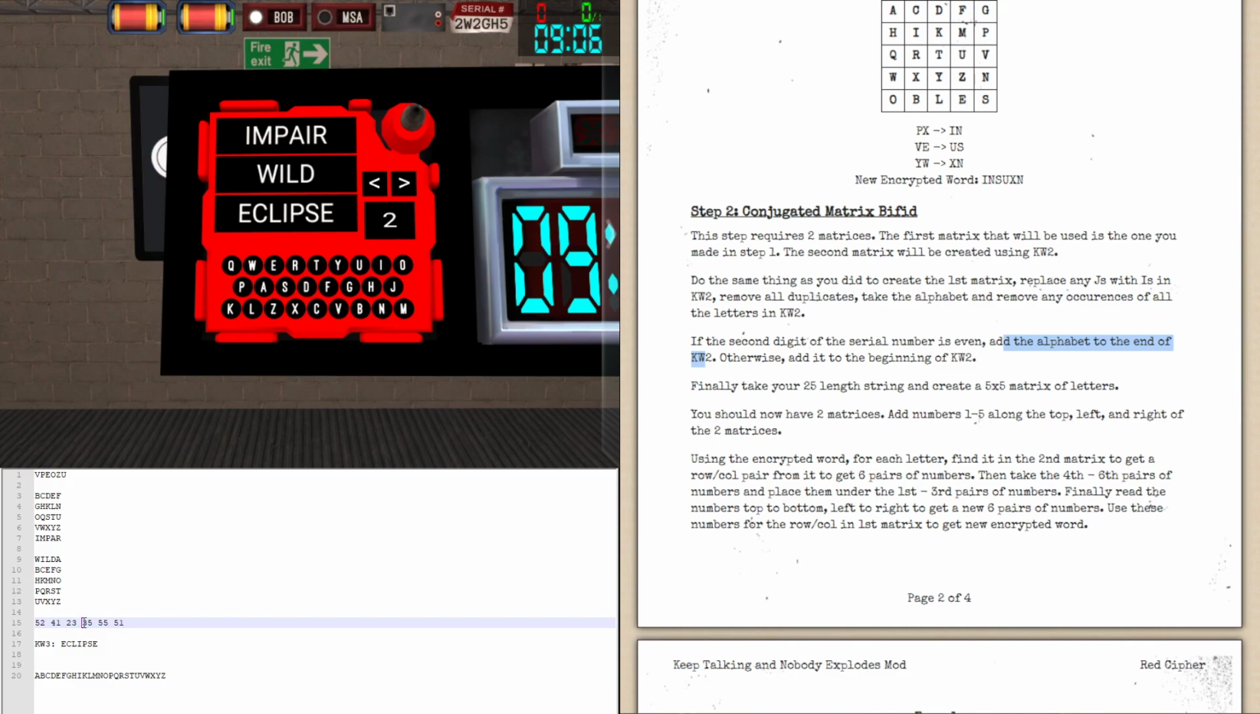Alright, then we're going to take our 4th to 6th pairs of numbers, and we're going to place it below our 1st and 3rd pairs of numbers. So, like so. And then I'm going to remove any spaces here. And now we're going to read these numbers top to bottom, left to right. So we're going to read them 5, 3, 2, 5, 4, 5, 1, 5, 2, 5, 3, 1. Treating these as our new row/column pairs.